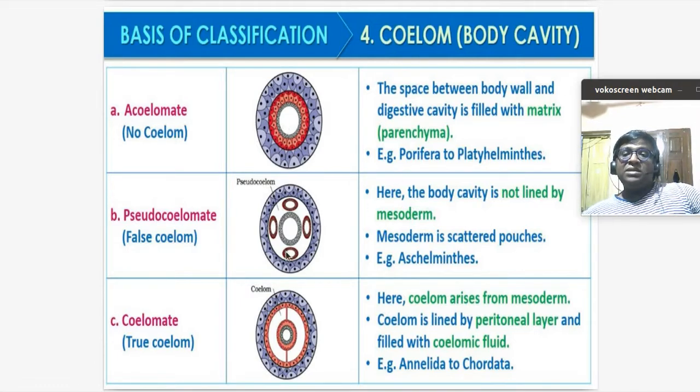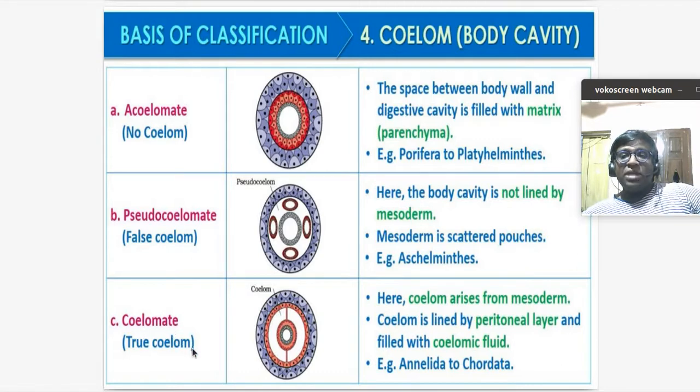Then pseudocoelomates, they have a body cavity, but it is not lined by mesoderm. Instead, the mesoderm you find scattered as pouches. So this pink colored part, you can notice ring-like structures. The mesoderm is scattered as pouches. This you notice in case of Aschelminthes, that is roundworms. So Platyhelminthes exhibit acoelomate nature. Aschelminthes exhibit the pseudocoelomate nature, where they have a body cavity, but it is not lined by mesoderm. Instead, the mesoderm is scattered as pouches.